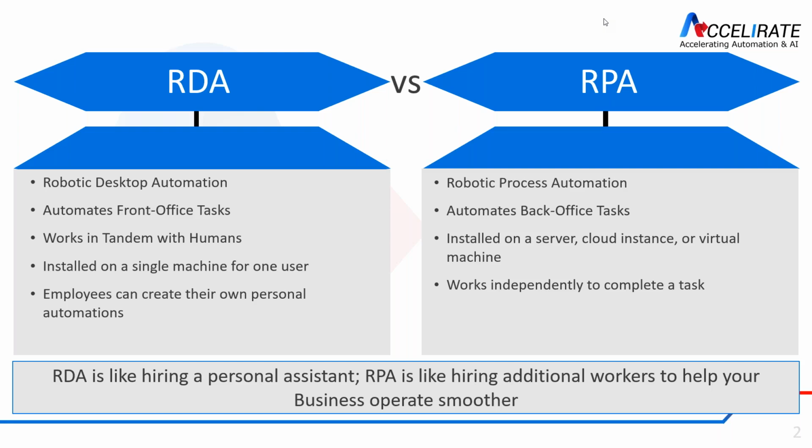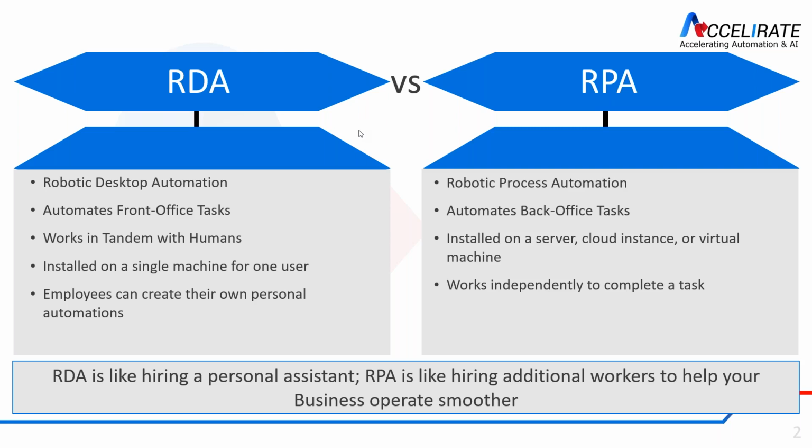So RDA really focuses on front office tasks. These are things that are really going to be done on the front end, or something that a user can interact with. Whereas with RPA, we tend to want unattended automations, meaning it is all back office. It is not something that has to be monitored or something a user has to kick off. RDA works in tandem with humans, where RPA works independently to complete a task.